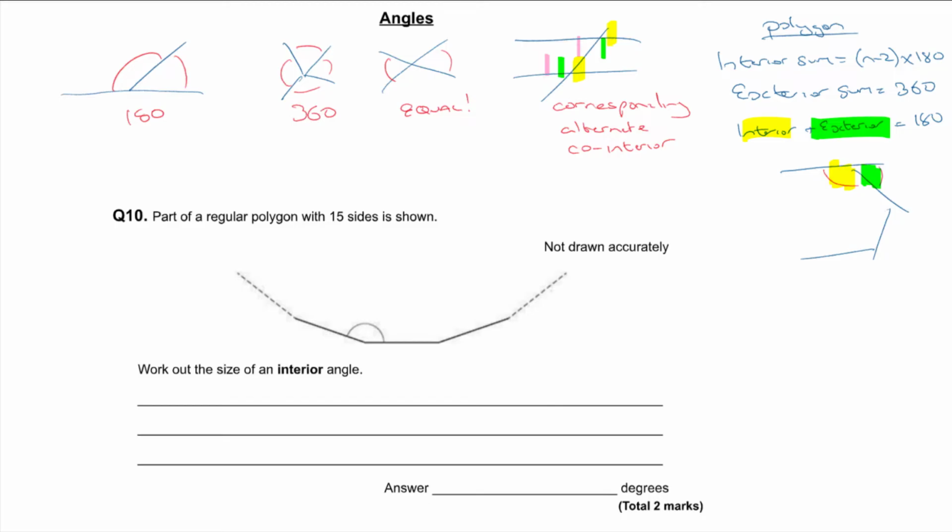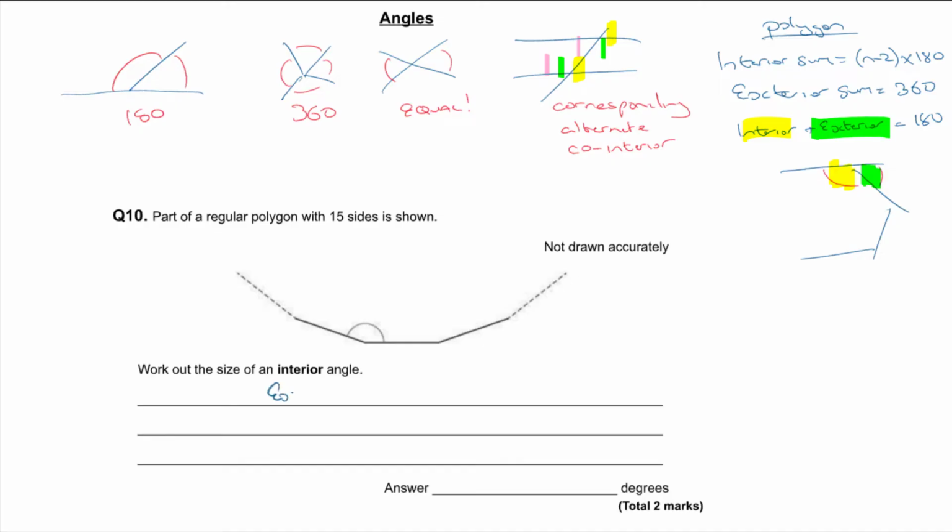Right, so this first one, question 10, this is a part of a regular polygon with 15 sides shown. Work out the size of the interior angle. Now you could use the interior angle sum. I tend to just stick with the exterior one though, because it's easier. So I work out the exterior angle first, and I use the fact that the two things add up to 180 to find the other one. Now you can just plug them straight into the interior sum and work that one out. You can do that one as well. But for ease, I think the exterior sum one is easier to learn.